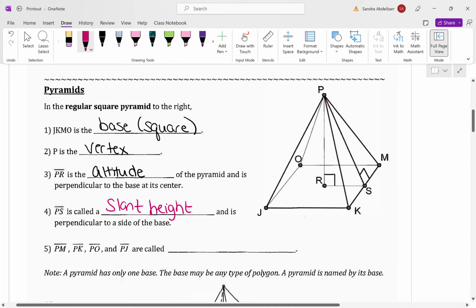Now, PS is an altitude of one of the faces, but similar to the altitude of the pyramid, it connects to the center. So it's not only the perpendicular, it is the perpendicular bisector. So it also cuts that side in half. Right, PM, PK, PO, PJ. Basically the sides that make up those triangle faces, those are called the lateral edges.